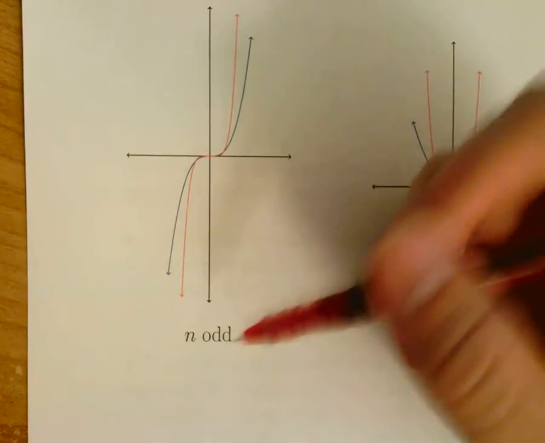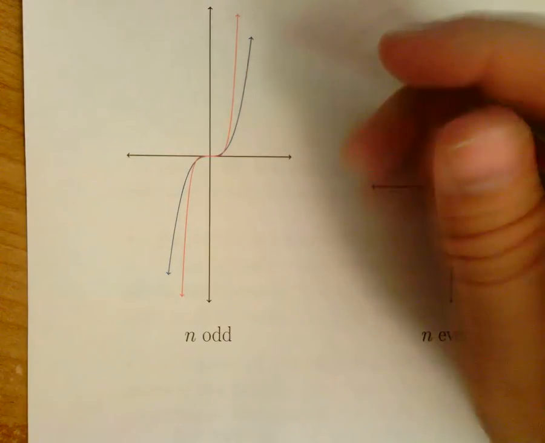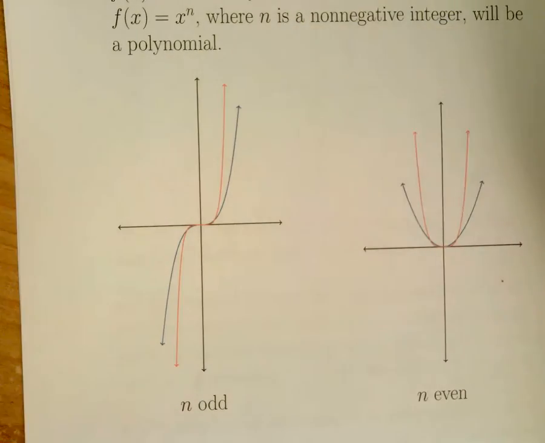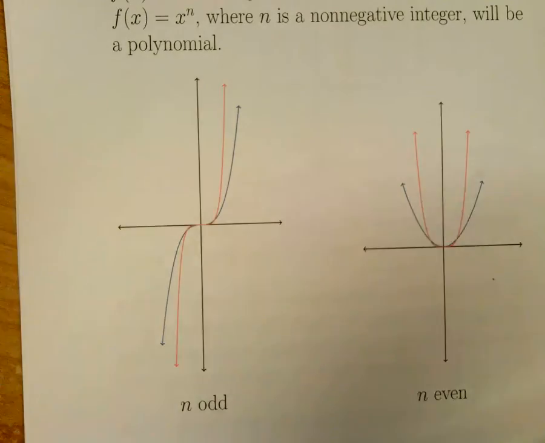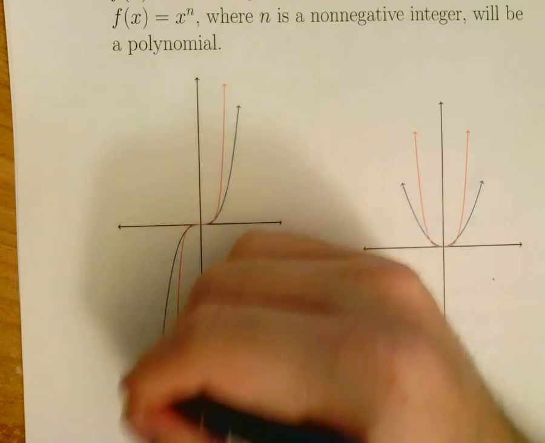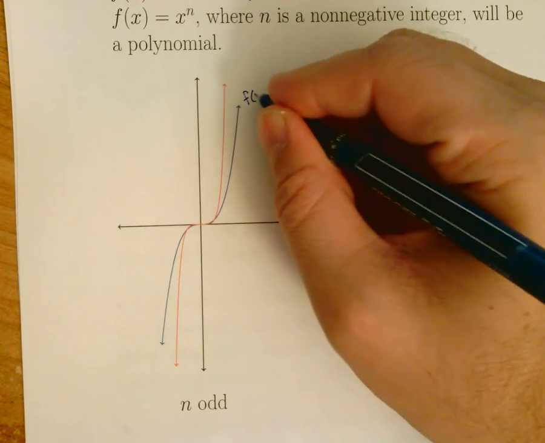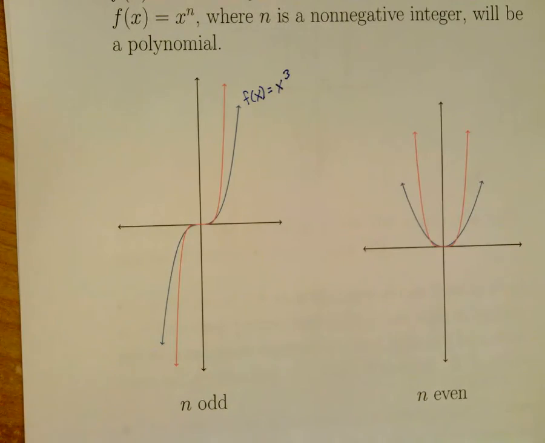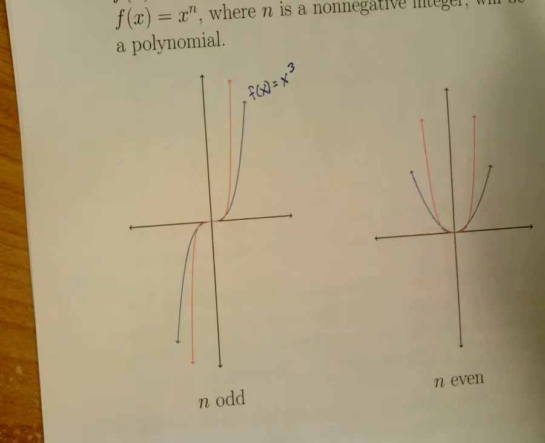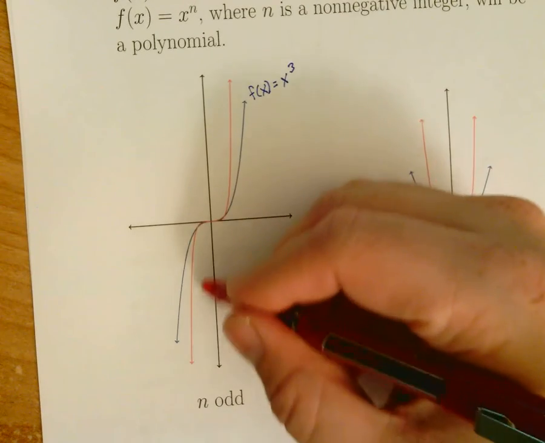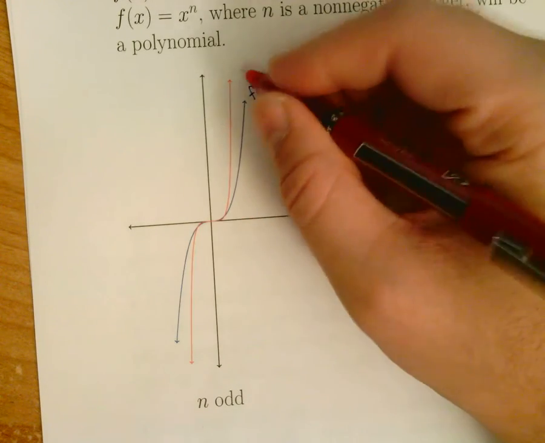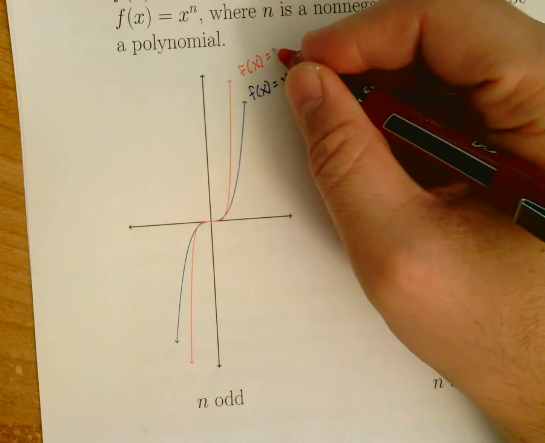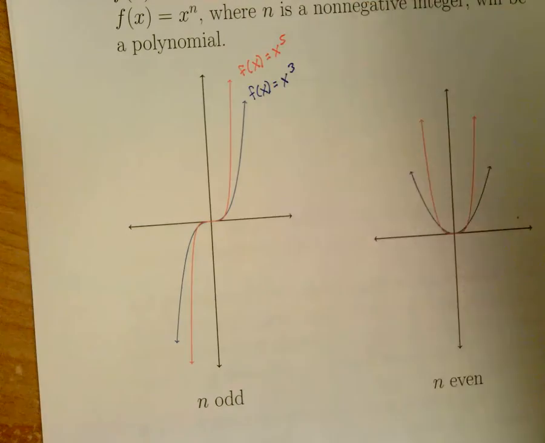If n is odd, it kind of goes up like that. For example, this blue one here is of the form, say, f of x is equal to x cubed. When the power increases, when you get more and more power, it actually becomes skinnier because it's rising quicker. So this is going to be x to the 5th in this case.